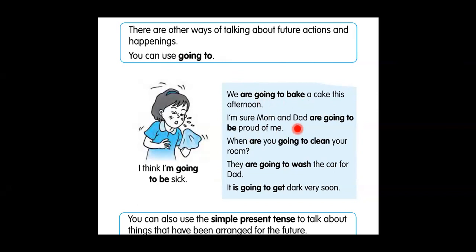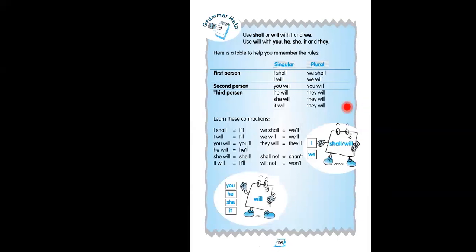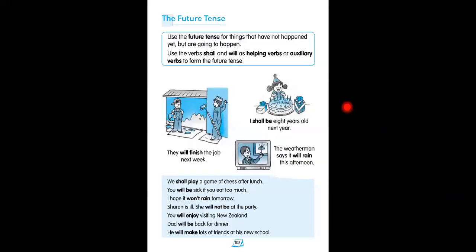Next, I'm sure mom and dad are going to be proud of me. So here, this sentence is also telling about future actions and happenings. Just now, what did we see here? Will finish, will rain. Which form is this? It's simple future tense. Will rain, will enjoy, shall play. These are simple future tense. Are you listening, all of you?